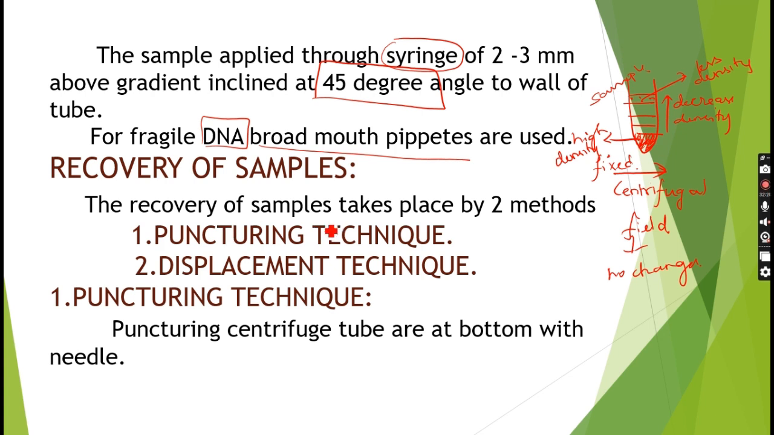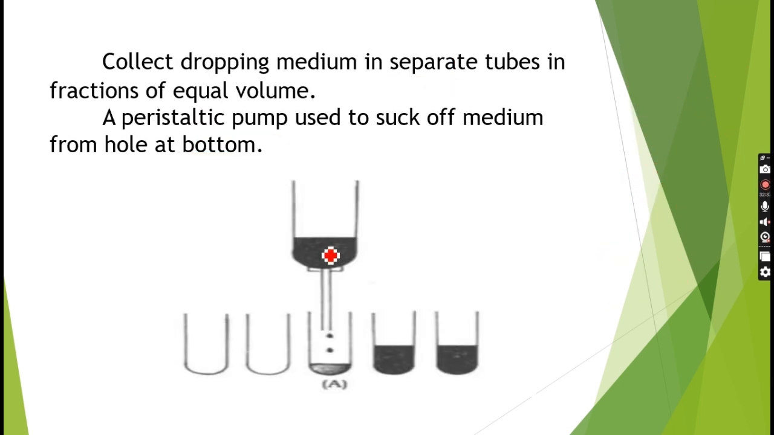For this, recovery of a sample can be done by two methods. One is the puncturing technique and the other is the displacement technique. As the name suggests, the puncturing technique involves puncturing the test tube. The test tube is punctured with a needle at the bottom, where the higher density components are separated, while the low density components are at the top. Without disturbing the low density component, the high density component is separated off by puncturing.